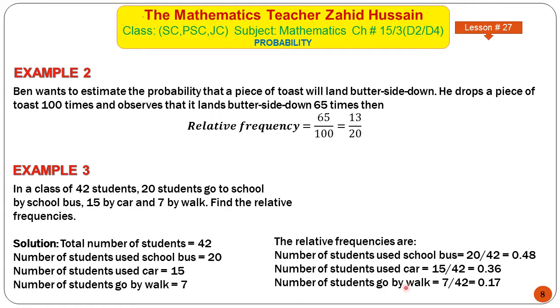नंबर ऑफ स्टूडेंट्स गो बाय वॉक, 7 स्टूडेंट्स गो बाय वॉक एंड टोटल स्टूडेंट इज 42. इसे सिंप्लीफाई करेंगे तो 1/6 और उसका डेसिमल जो है वो 0.17 आ जाएगा, और इस आंसर को परसेंटेज में भी लिखा जा सकता है. So this is tree diagram and relative frequency. Relative frequency is a new topic which is included in 2018 in your syllabus.